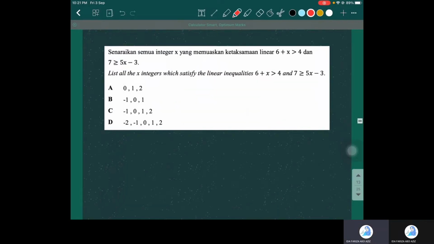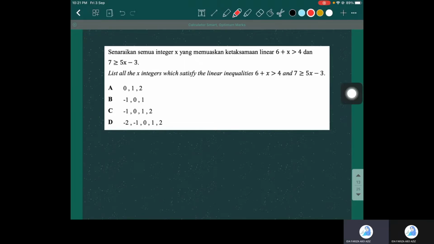Okay, we have now list all x integers which satisfy the linear inequality 6 plus x greater than 4 and 7 greater or equal 5x minus 3. Okay, actually this one is much easier. Dia punya equation pun lagi senang. Tapi teacher tetap tunjukkan lah daripada calculator, sebab setengah student dia tak boleh nak cari x ni berapa. Dia tak boleh nak solve pun sendiri. Okay, sebenarnya calculator boleh bagi jawapan terus.